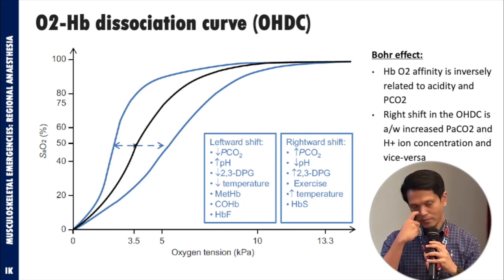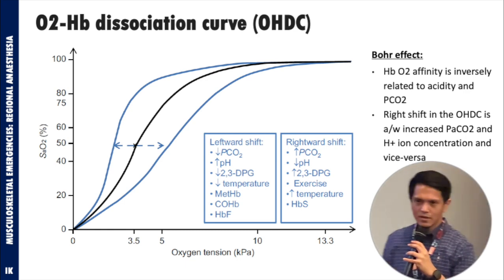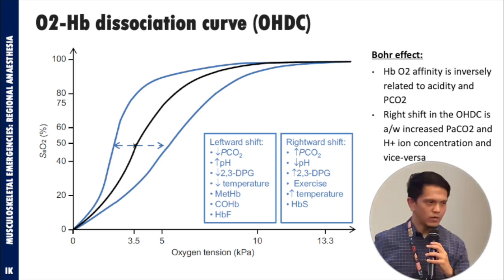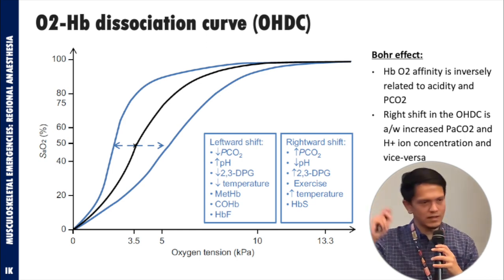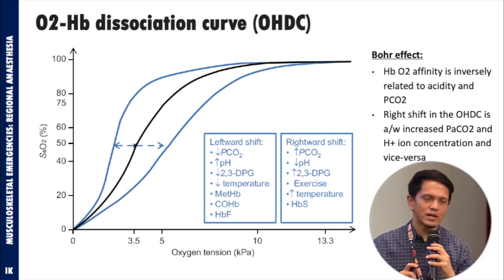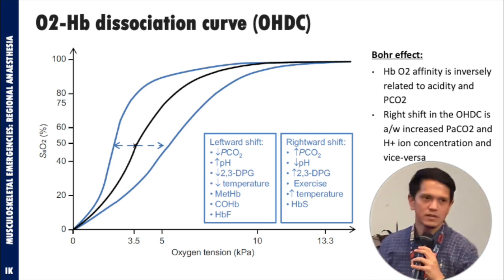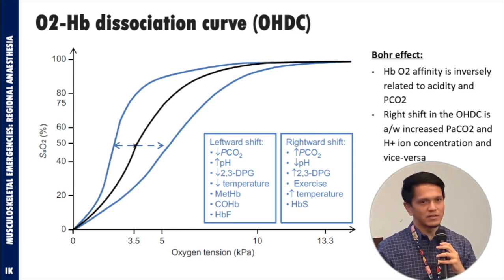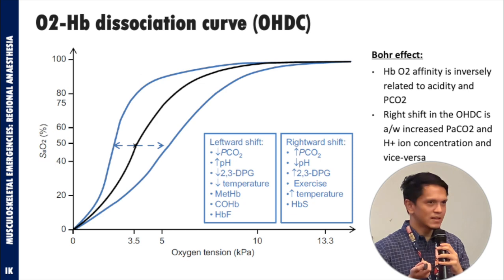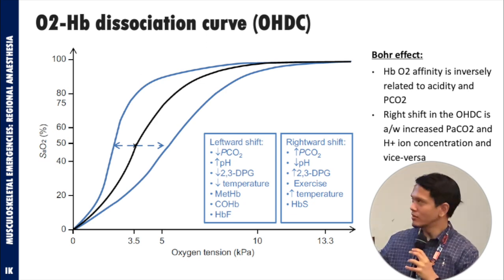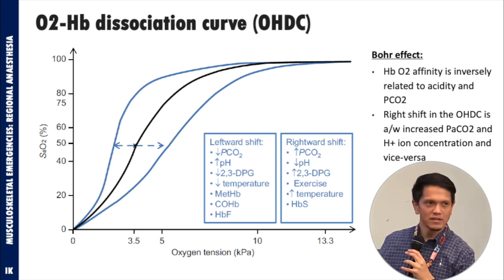So again, this is good because in the lung, in the pulmonary capillaries, is your CO2 higher or lower than in the systemic tissue? Lower, yes, because that's where CO2 is being sent out, ventilated. So pulmonary capillaries have low CO2. In your pulmonary capillaries, do you want the hemoglobin to pick up oxygen or release oxygen? Pick up oxygen. You want the curve to shift left. You want it to be more attracted to oxygen.